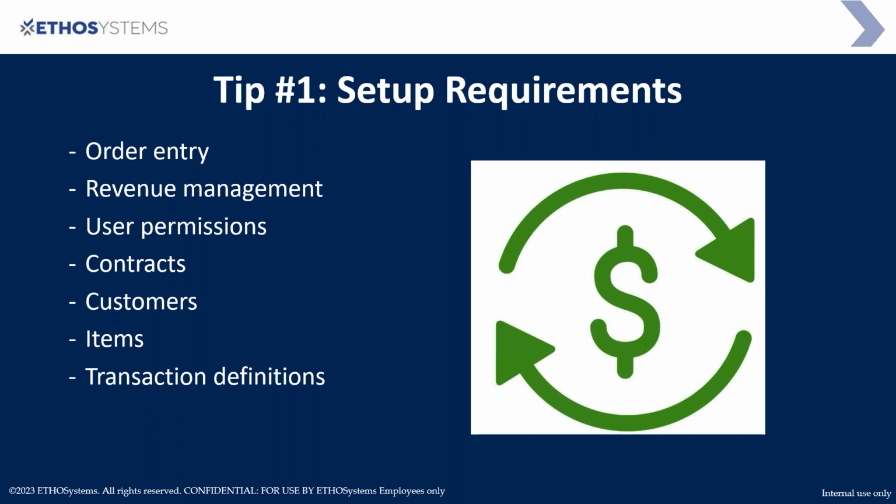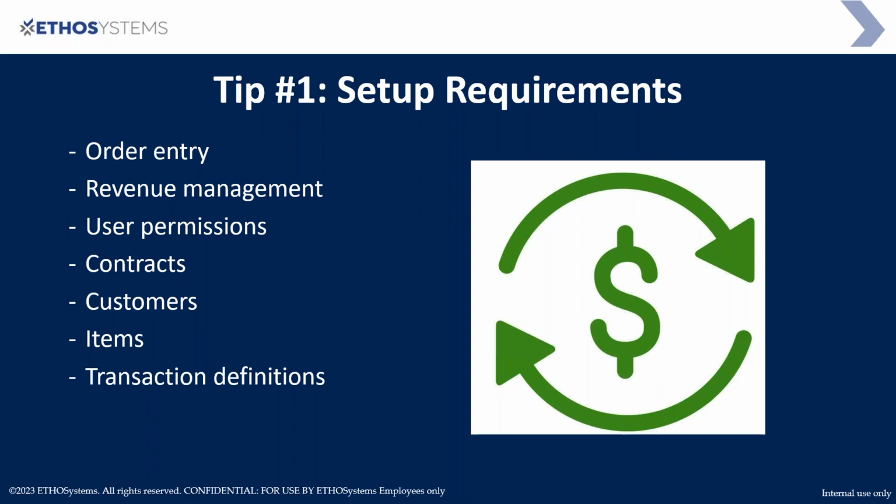The third thing we need to set up correctly is users, in terms of the license they need and the permissions they need to go through the workflow. The fourth thing is the contracts that we would need to load in the system that we will be billing for, or the recurring services that we would need to add into the system.